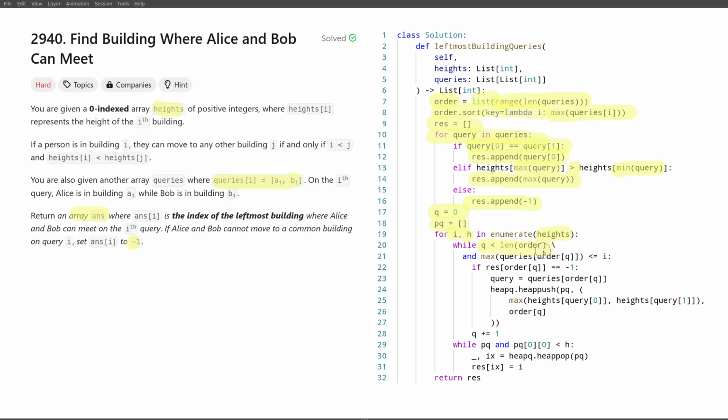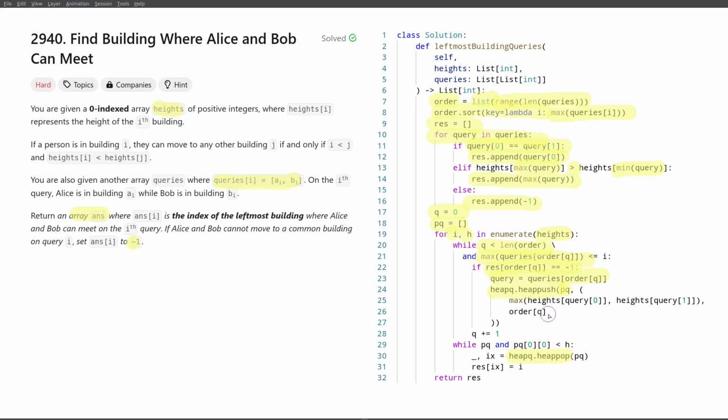So while there are some remaining queries, and the max of that query is less than or equal to i, which means that those two buildings are to the left of the current position, we can add them to the queue. And of course, we only want to add them to the queue if the result is -1. Otherwise, it's one of the special cases where we already know the result. So if we don't know the result, we take that query and push it into our priority queue using heapq.heappush, and later, of course, heapq.heappop, because that's how you operate on heaps in Python.